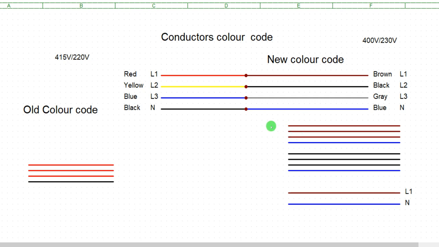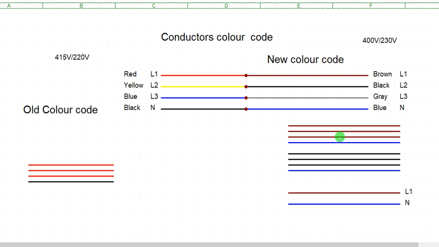Then, like I said before, if you are working with a single core cable, this is how you make your neutral and your live cable arrangement. Blue remains your neutral, brown will be 3. Then here, black 3 and neutral blue. Line 1, line 2, line 3, neutral.